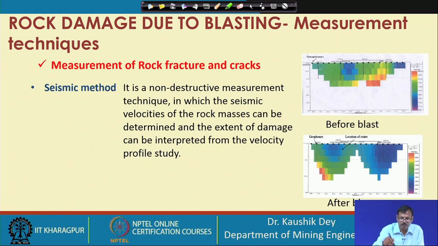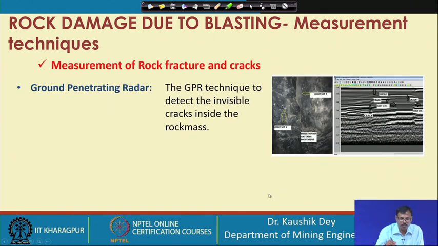After the seismic method, the next method which is popular is ground penetrating radar. The benefit of ground penetrating radar is that it not only finds out whether cracks occur or not, it also finds out the position of the crack, where the crack exists and what the extent of the crack is. So, the positions where cracks are there may be easily identified by the ground penetrating radar using a suitable type of radar.